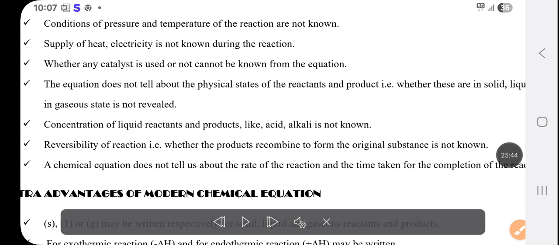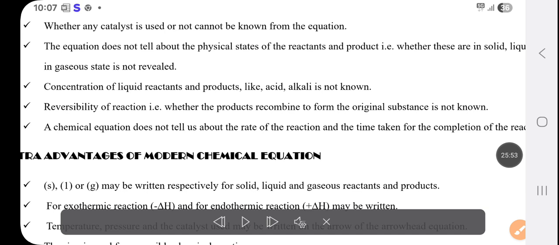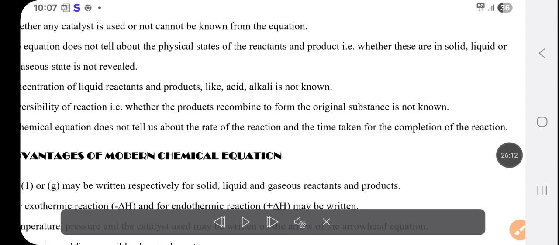The reversibility of the reaction. Is the reaction shown some time above reversible? Like, can ZnSO4 plus H2 react to form Zn plus H2SO4? That is not known. A chemical equation does not tell us the rate of the reaction and the time taken for the completion of the reaction. How much time will it take? 1 hour, 2 hours, 2 minutes, 1 minute, 1 second, 2 seconds. It is not known.